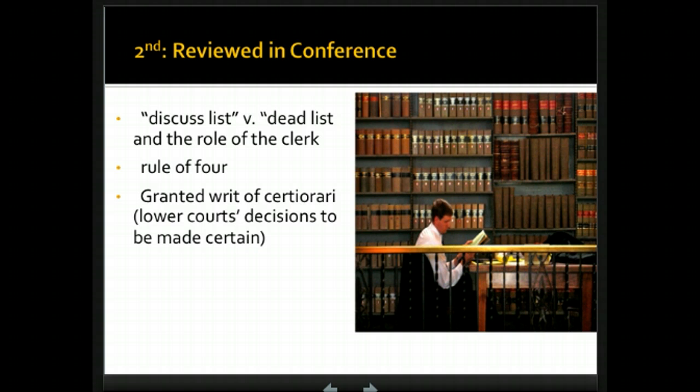Under the rule of 4, if your case gets heard, then chances are it's granted a writ of certiorari, where the lower court's decisions are made certain. A writ of certiorari is a formal document that calls a lower court's case to be placed on the Supreme Court docket or schedule. So when you're granting a writ, you're bringing the case up. All of the facts, all of the briefs, all of the amicus curiae briefs, you're bringing it up from the circuit courts and placing it in front of the Supreme Court and getting it ready for oral arguments.